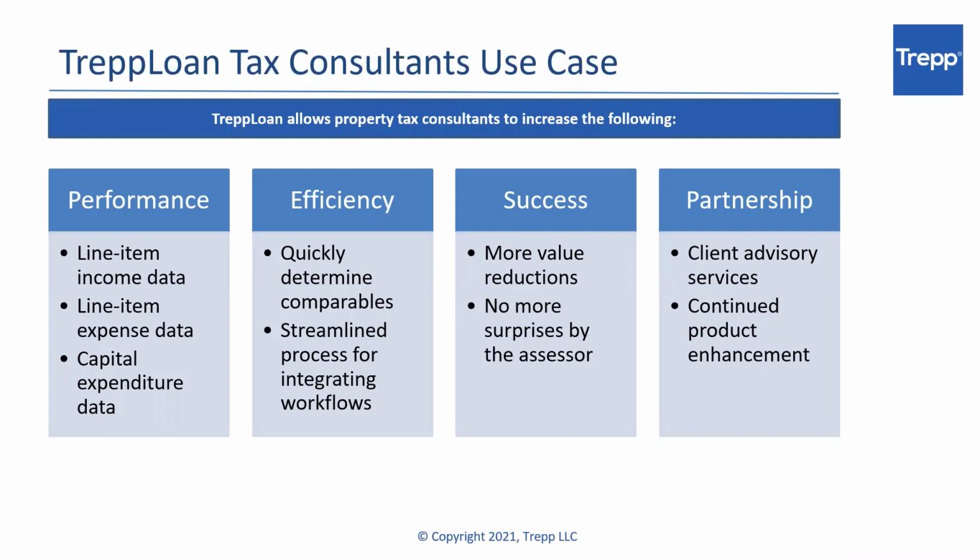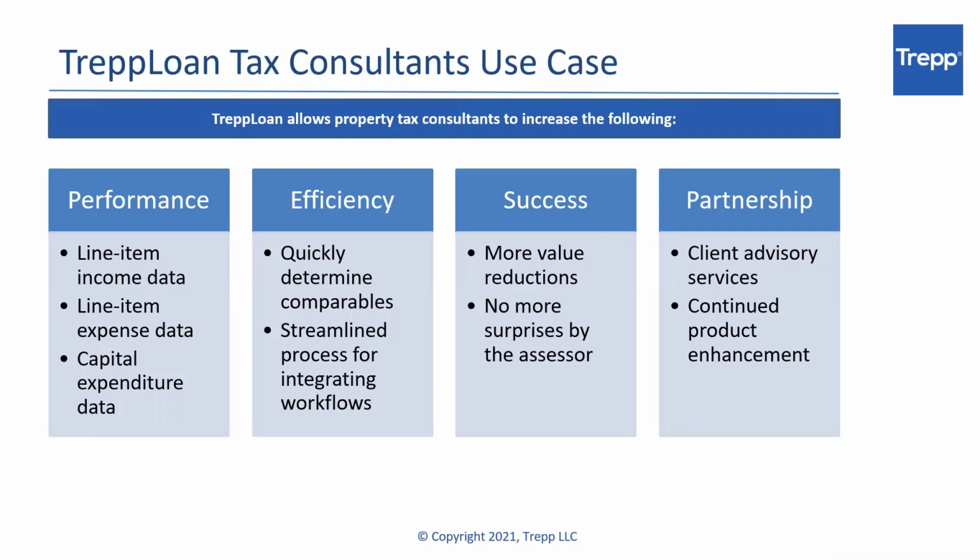It secondarily increases efficiency. When you can quickly determine comparables and integrate those comparables into your workflow in a streamlined manner, it increases the efficiency, which allows your teams to spend more time on business development and less time on creating evidence packets. As we've talked about, increases in performance and efficiency generally lead to an increase in success. As you have better data and more data available, you're able to accurately create better comparable grids. Then obviously the end result is that you get more value reductions.